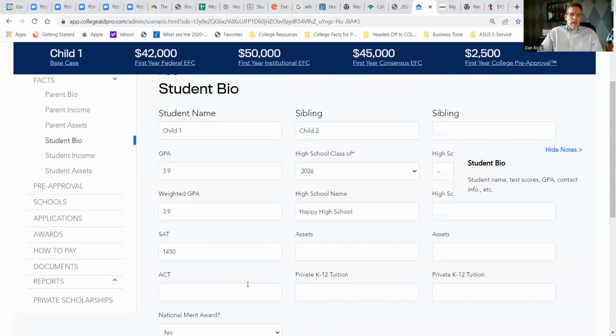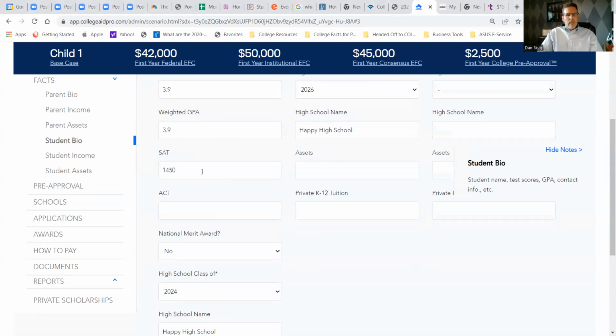So we've dealt with the parent assets. Now we're dealing with the children. In this case, I've already plugged in a GPA, also an SAT score. I realize that you may be in a state and or applying to colleges that no longer require test scores, but if you're looking at applying out of state, it's very possible you will have to do this, even in this test optional world.